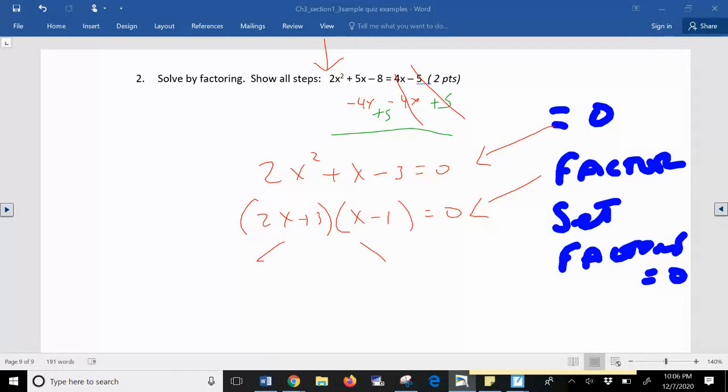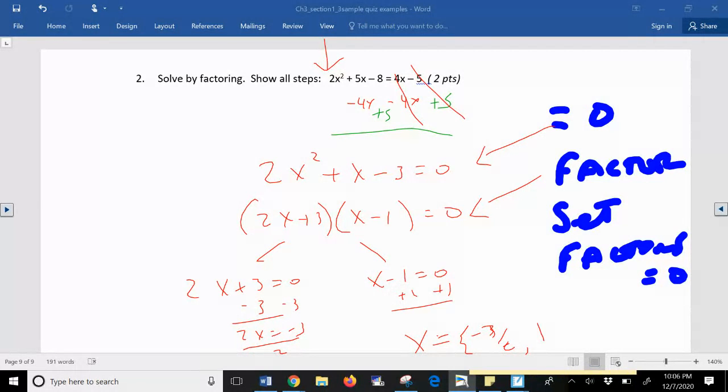Now I'm going to set the factors equal to 0. So 2x plus 3 equals 0, and x minus 1 equals 0. You can do the rest of this in your head if you want, or you can show it. 2x equals negative 3, divide by 2. So one answer is x equals negative 3 halves. And the other answer, add 1 to both sides, x equals 1. So that's negative 3 halves and positive 1. That's why you write your answer in little squiggly braces. Set equal to 0, factor, set the factors equal to 0.